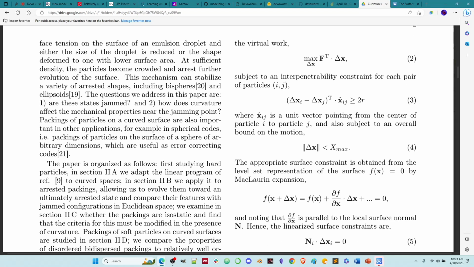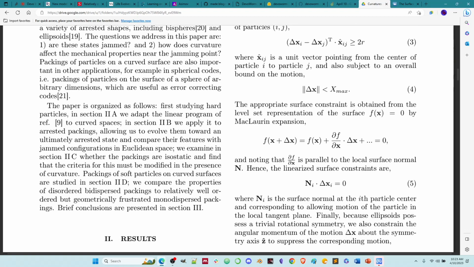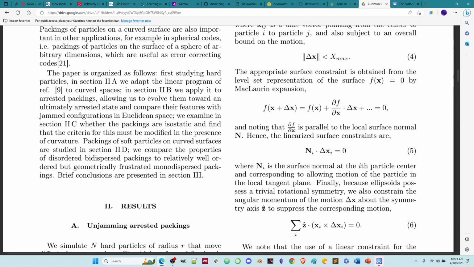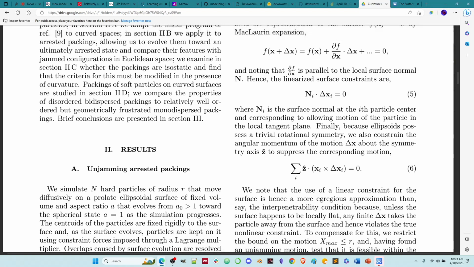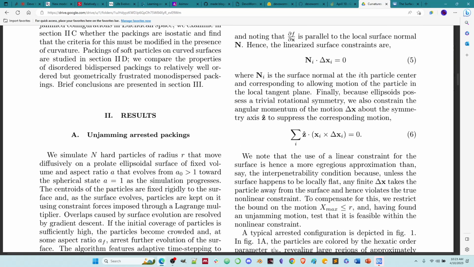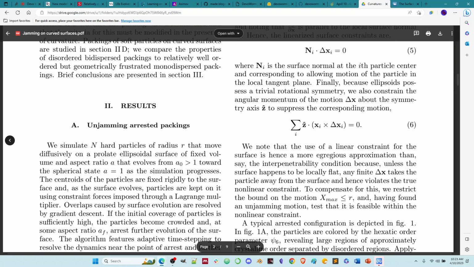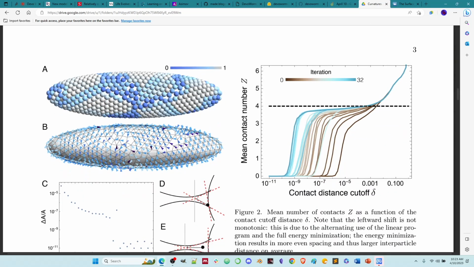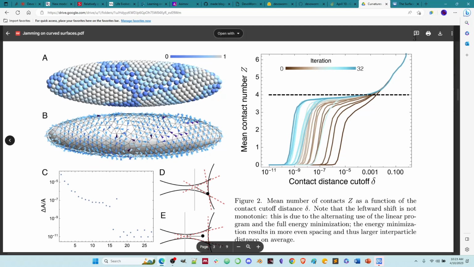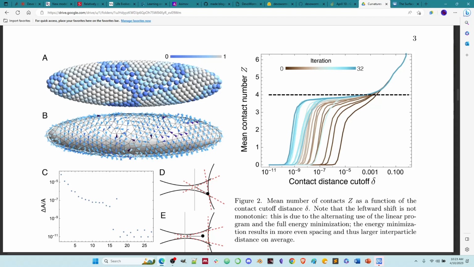And so they go through some of the math here, and they talk about all the different aspects of this. They give a mathematical model for unjamming arrested packings. They give, here's a good example, a picture of what we're talking about. So this is A and this is B. This looks kind of like an embryo, but it's not, at least not in what they're modeling here.